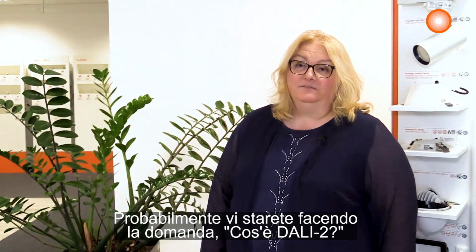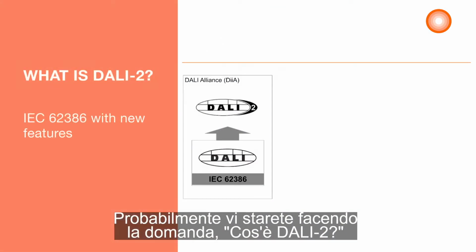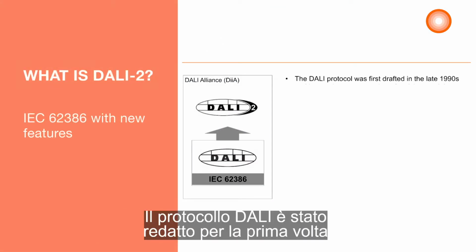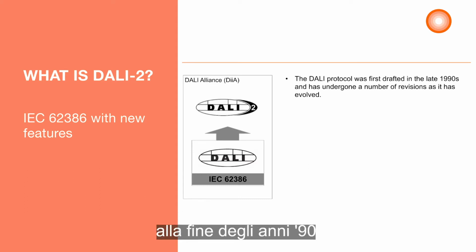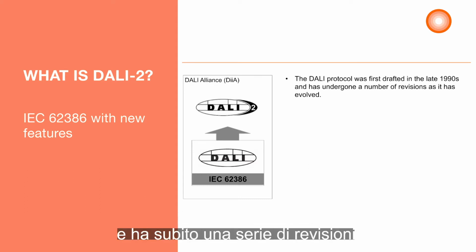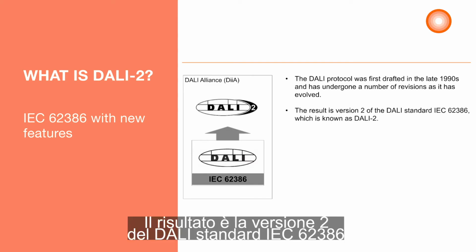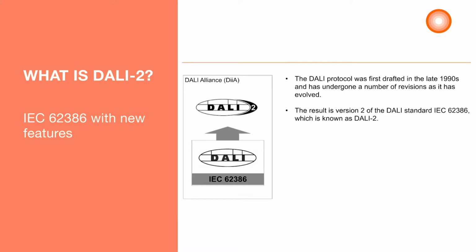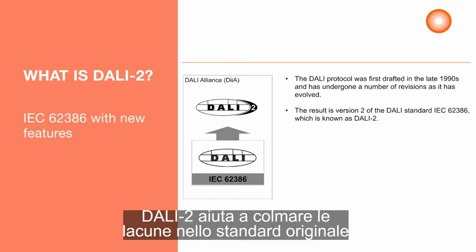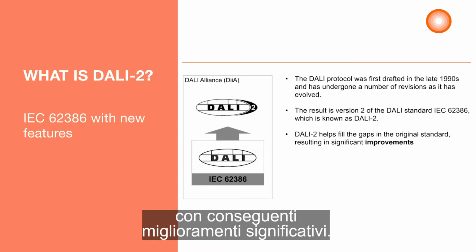You might ask yourself the question, what is DALI-2? The DALI protocol was first drafted in the late 1990s and has undergone a number of revisions as it has evolved. The result is version 2 of the DALI standard IEC 62386, which is known as DALI-2. DALI-2 helps to fill the gaps in the original standard, resulting in significant improvements.